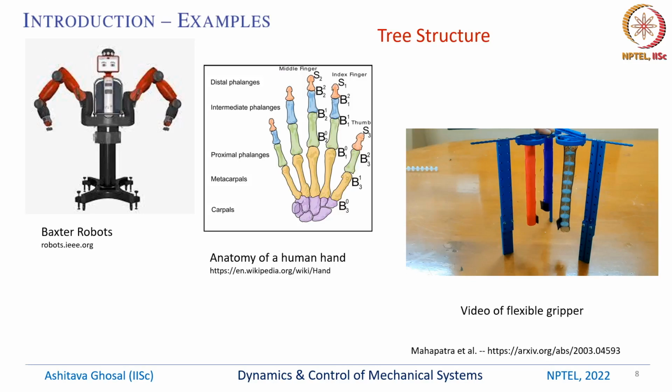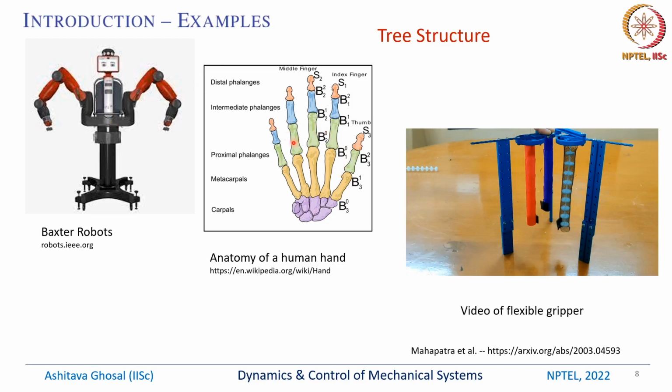So a tree structure, as I said, consists of one fixed body and then there are these arms. This is a well-known robot called the Baxter robot. It is basically used in many factories. There are 2 arms, so just like a human being, this robot has 2 arms and it can manipulate an object, it can coordinate, and it can pick up heavy objects with both the arms and so on.